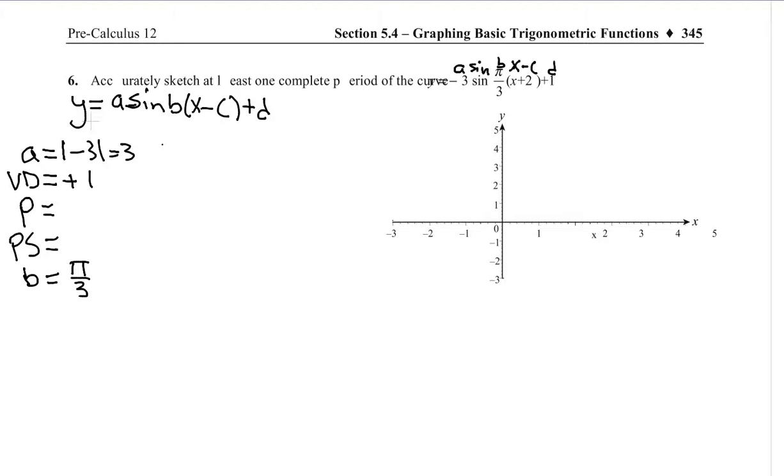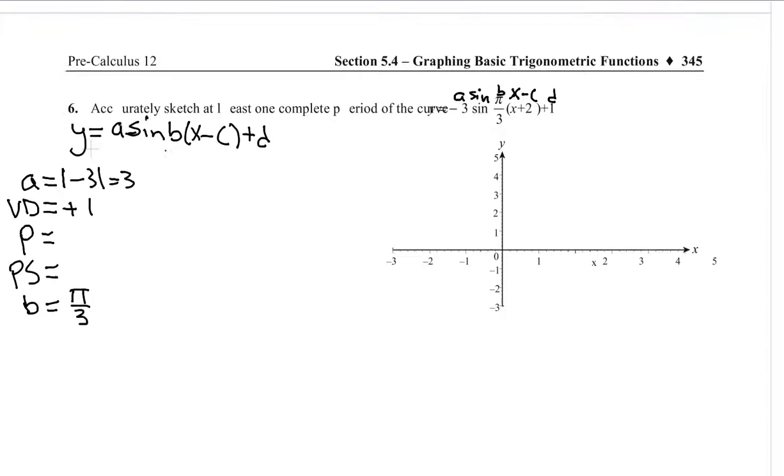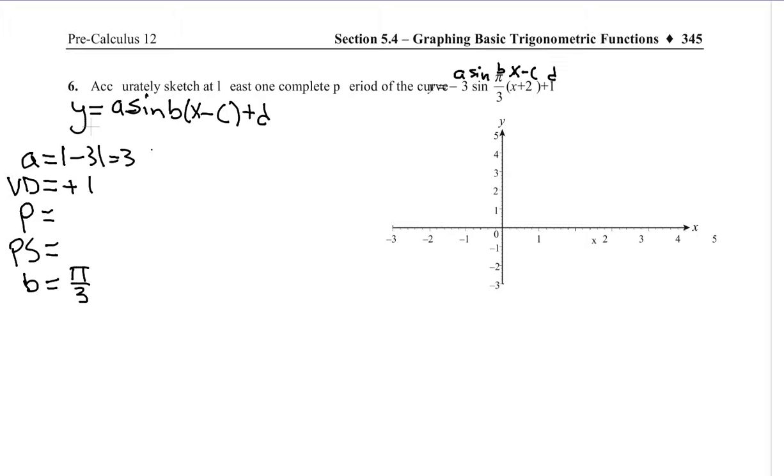Now using B, we can find our period by saying 2 pi divided by B. So 2 pi over pi over 3. We can flip and multiply: 2 pi times 3 over pi. Now cancel the pi's, which leaves us with 6. So our period is 6.